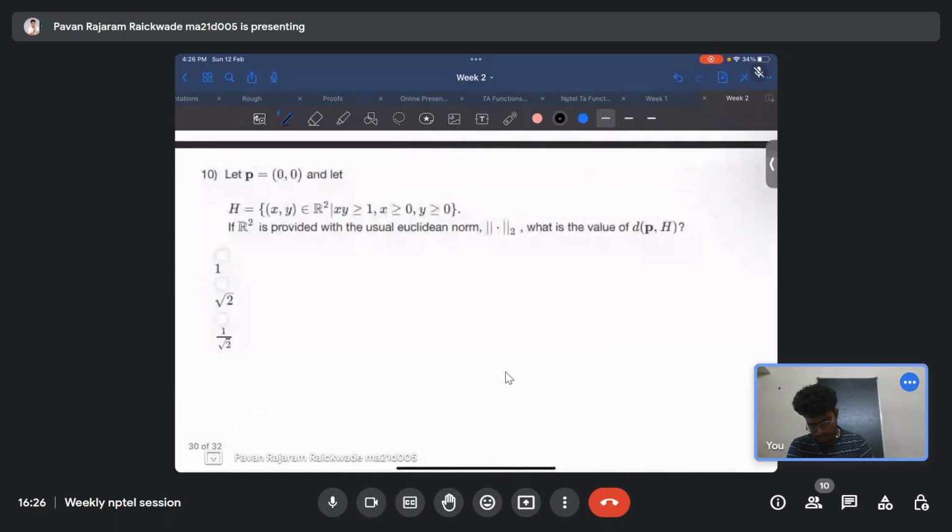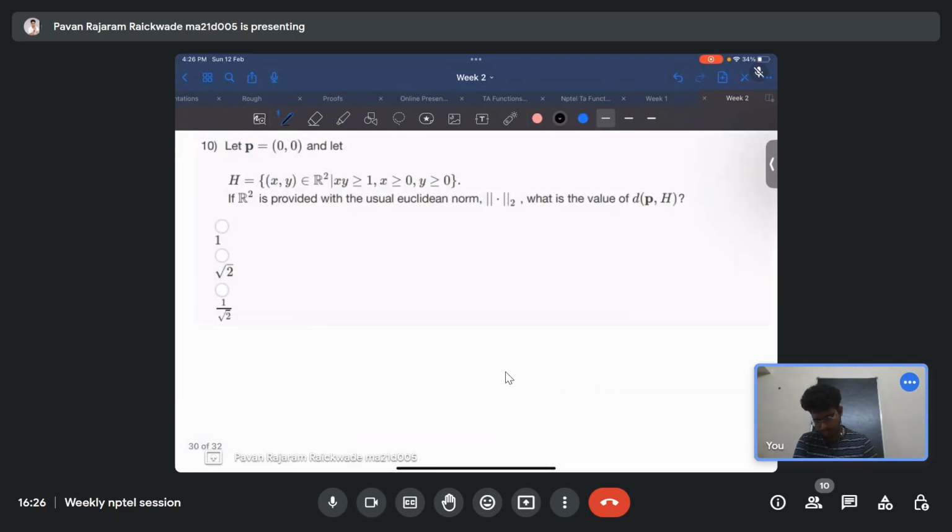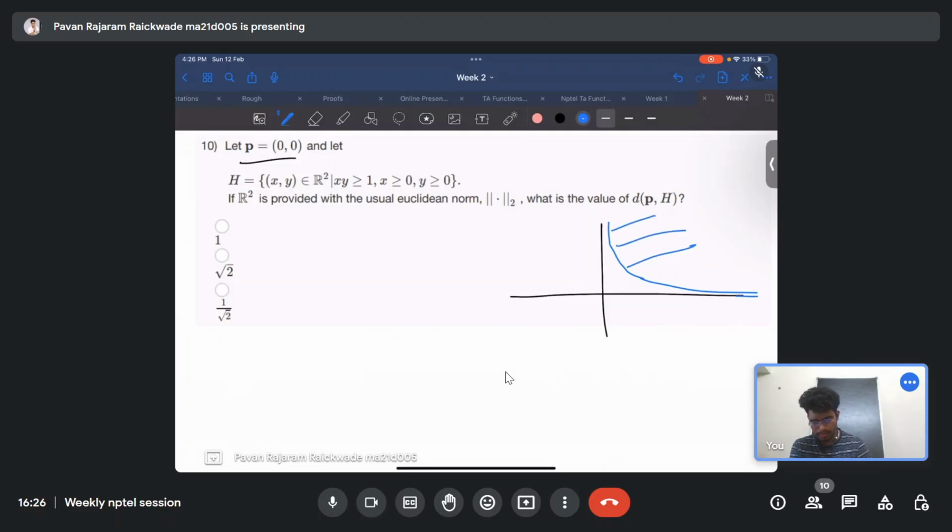Okay, so question number 10. They have given a point P equal to (0, 0), and H to be the set of all (x, y) such that x into y is greater than or equal to 1, which means this parabola-like curve here. The region is this region.